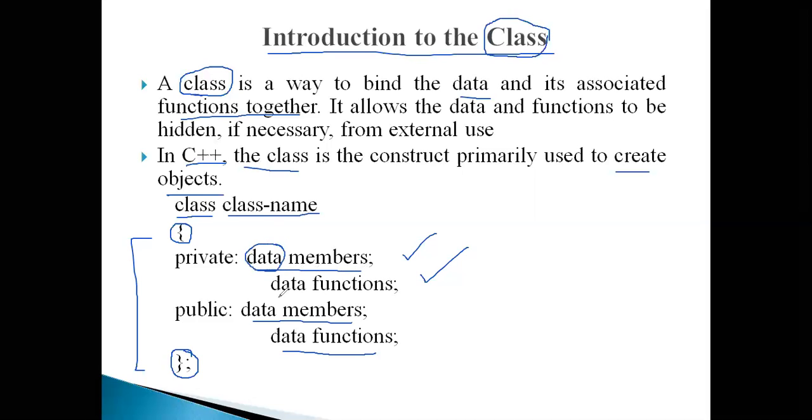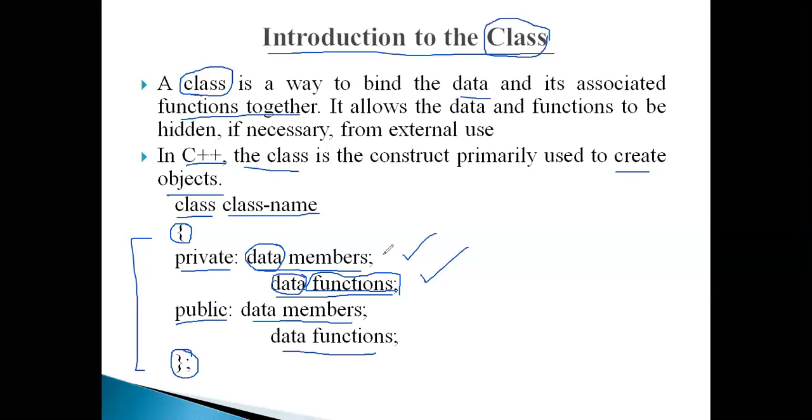And similarly, data functions. We already know what a function means. It is going to perform a particular task on the data, which we can represent as data functions. So in the class, you can declare and define data members and data functions in different categories, based on access specifiers. Private and public are the access specifiers.